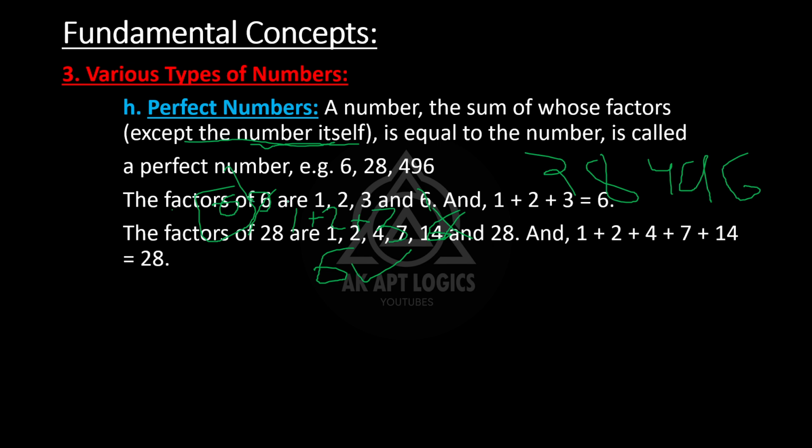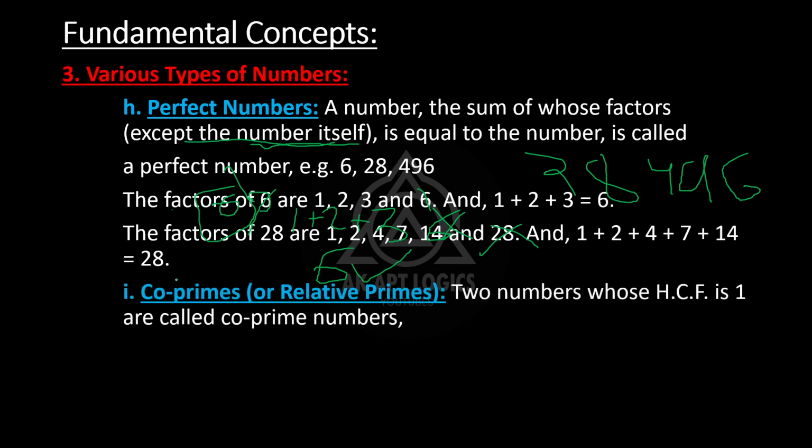For example, for 28 also, we have 1, 2, 4, 7, 14, and 28. If you exclude 28, the remaining numbers are 1, 2, 4, 7, and 14. If you add them, we get 28.